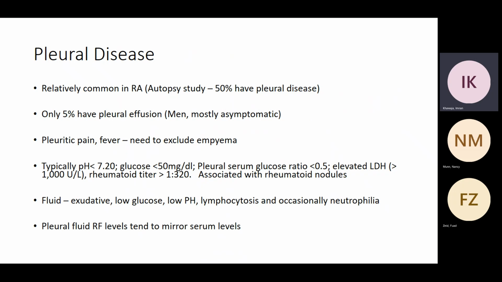That's why we have to make sure that this is not a real empyema. And usually we do pleural fluid rheumatoid factor levels, which are usually high, greater than 1 in 320. So this is another manifestation, usually exudative, looks like a complicated type of pleural effusion, and is a common presentation of patients with rheumatoid arthritis.